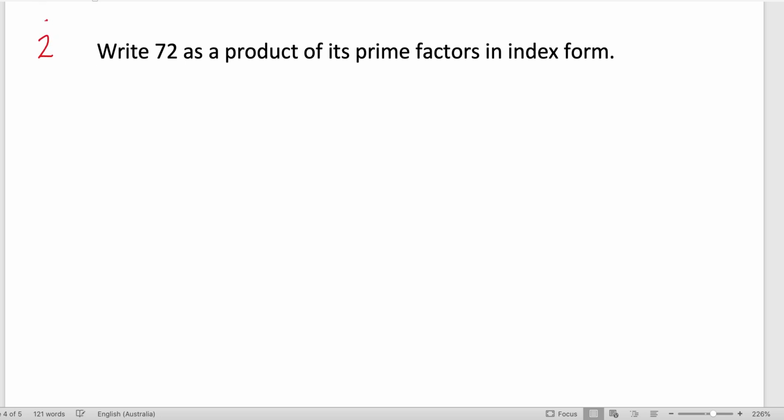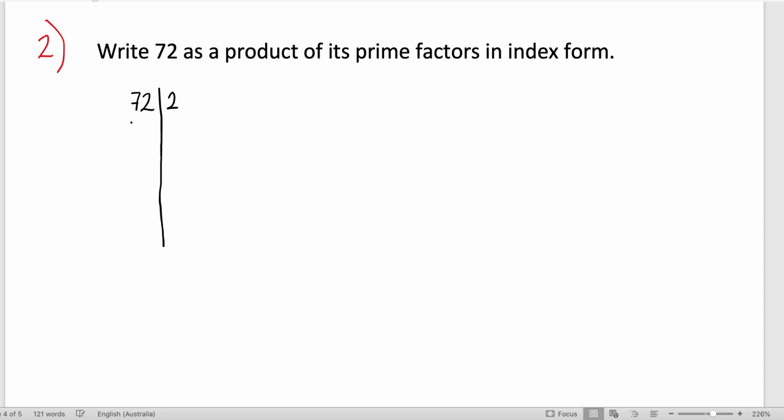Okay, girls, let's do this example together, just to clarify. Write 72 as a product of its prime factors in index form, the same question that we had before. So I'm going to do it, 72, and I start with my first prime number, which is 2. And I know that here it works.